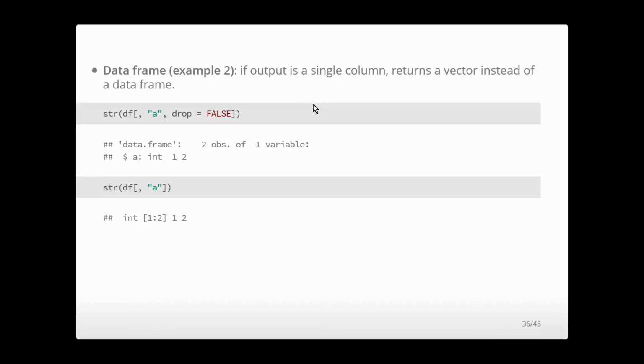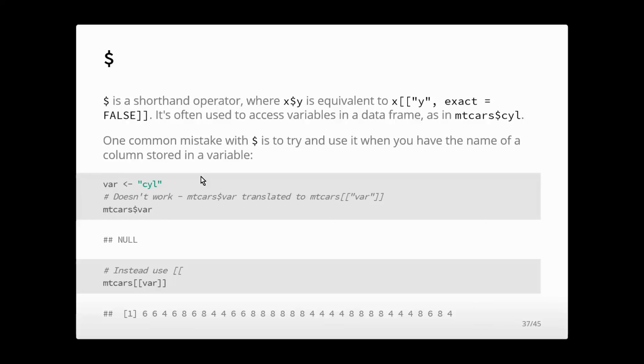Wait, can you say that one more time? The dollar sign is a shorthand for? So the $ is a shorthand for double bracket. For double bracket. Yeah. Okay, so yeah, $ right here is a shorthand operator where x$y is equivalent to x double bracket y.